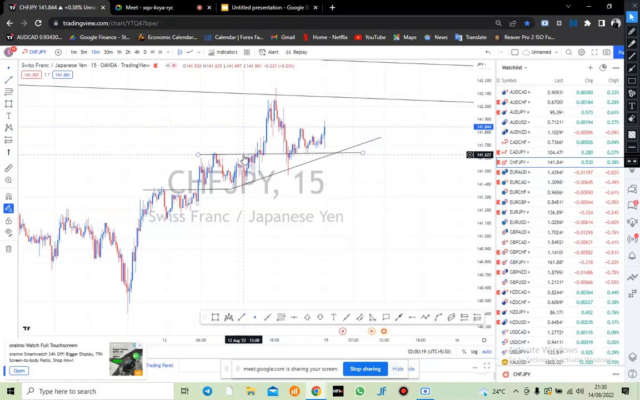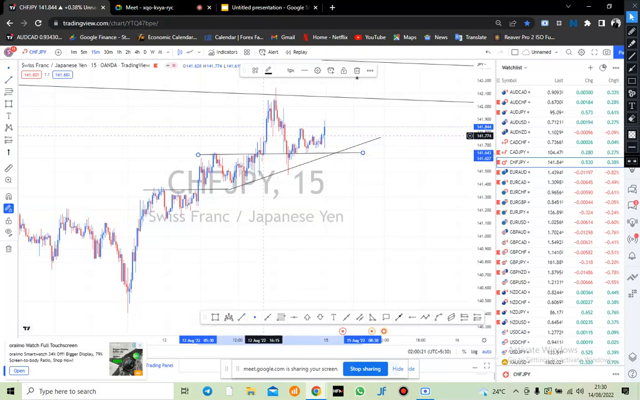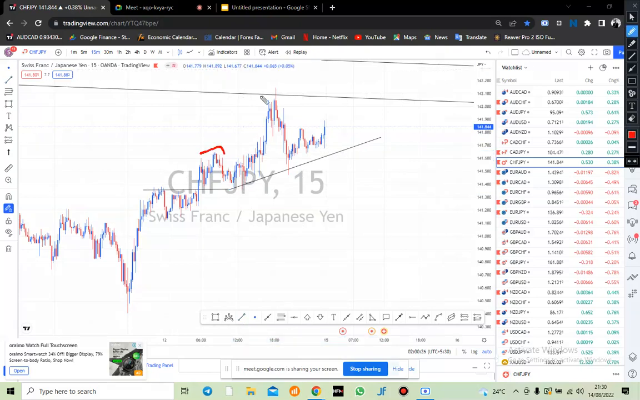It looks like a head and shoulder pattern, which is we have the left shoulder, we have the head, then we have the right shoulder. So which means if the price breaks this trend line and then pulls back, then I'll be looking for a sell opportunity as well. So I'm still getting market confluence.